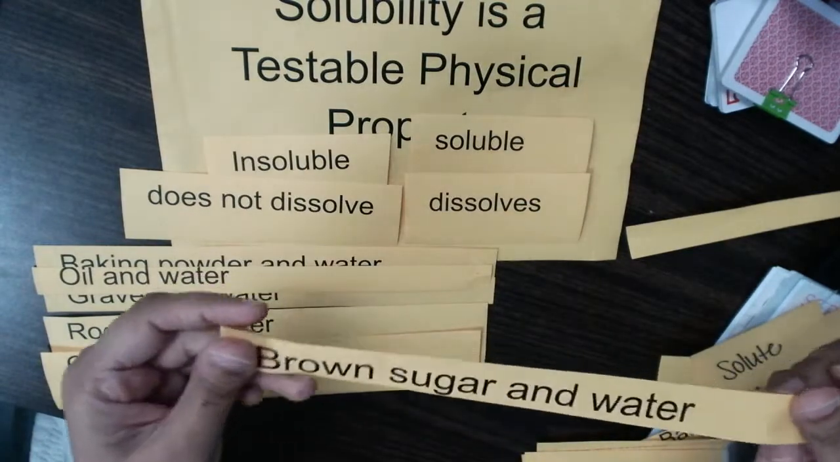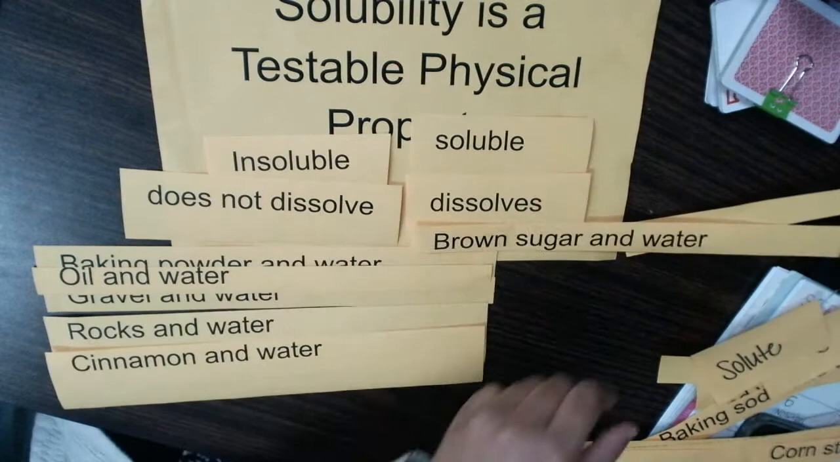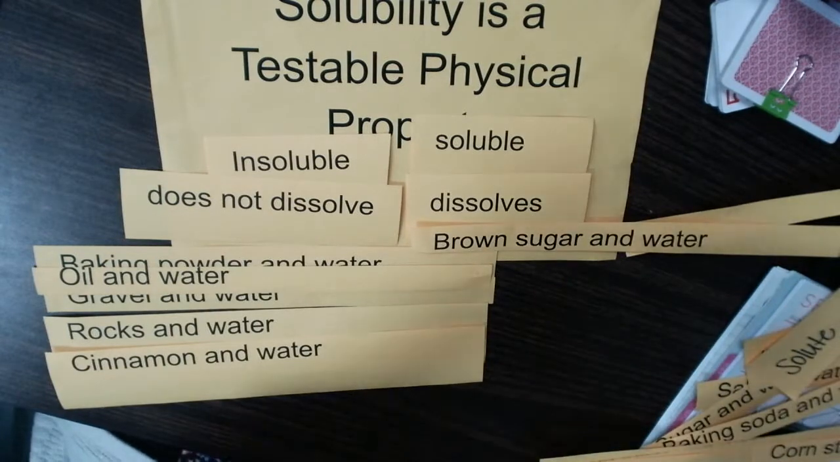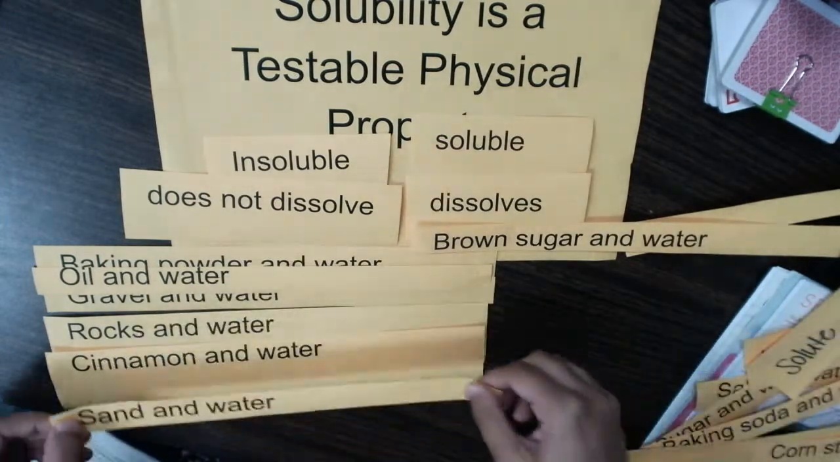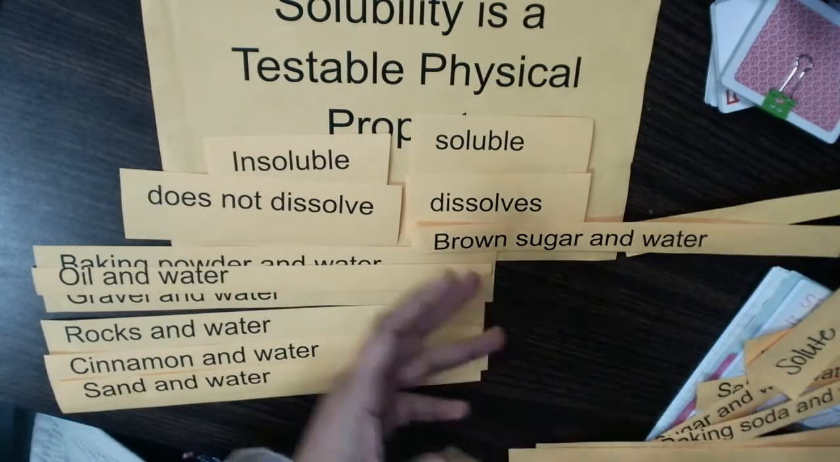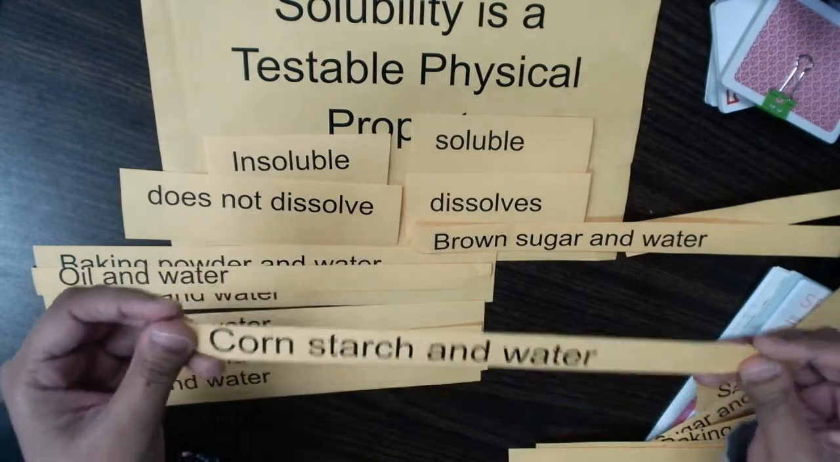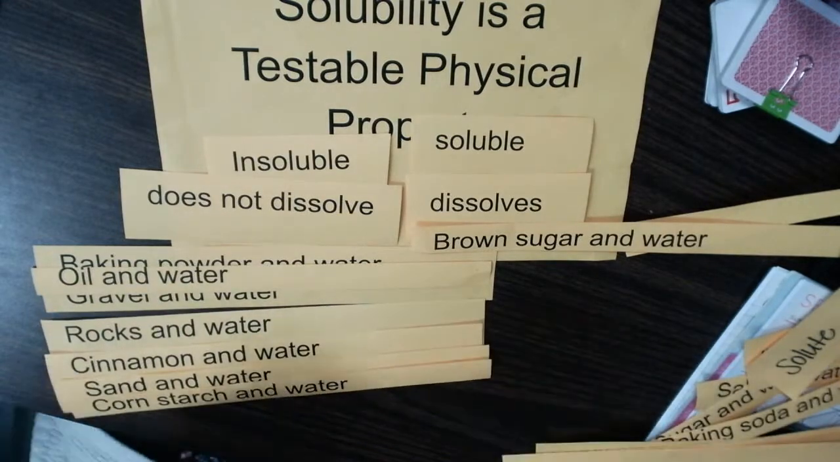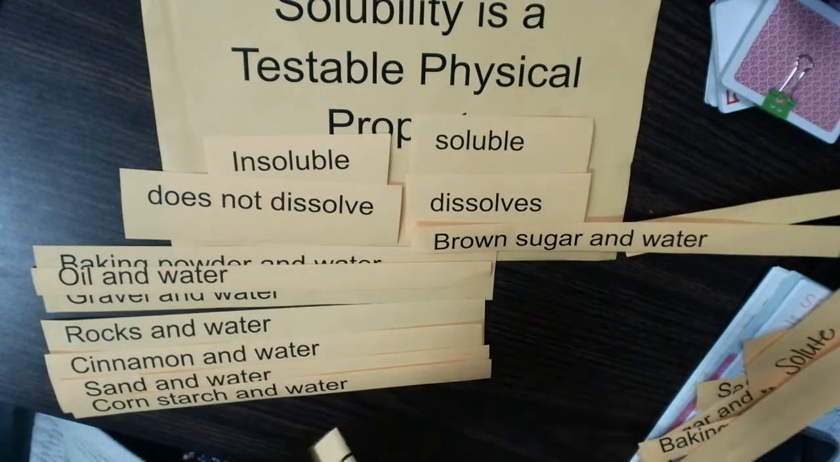Brown sugar in water. All kinds of sugar will dissolve. Sand in water. This will not dissolve. Sand goes to the bottom, which means it's more dense. Cornstarch in water. It does not dissolve. Cornstarch is more dense than water.